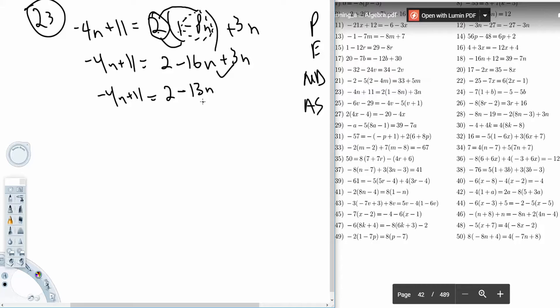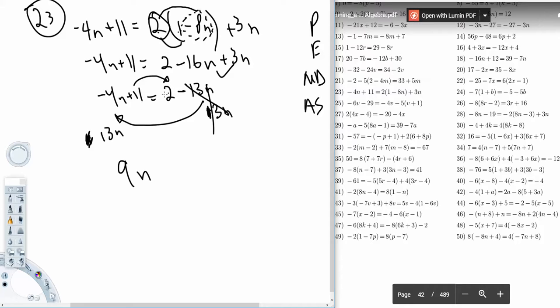So let's take this and send it over here. We'll take this one, we'll send it over here. So we have the n's on one side and the numbers on the other, and we'll be able to solve the equation. So what's the opposite of negative 13n? It is 13n. You don't have to put the positive when it's positive. Remember that. So I'll remove it. Minus 4n plus 13n. That's a big fat 9n.